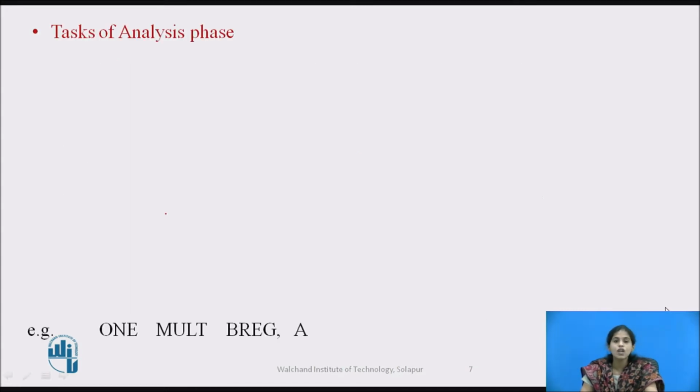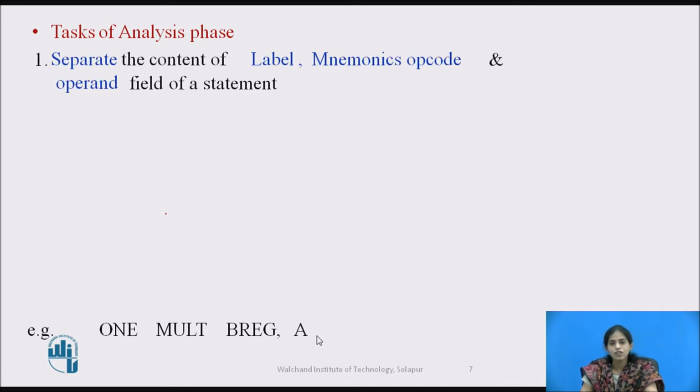Now next we see the tasks involved in the analysis phase. Consider this example: 1 mult b register comma a. First of all, the analysis phase separates out the content of the label, mnemonic opcode and the operand field of a statement. In the given statement, 1 is the label, mult is the mnemonic opcode, and b register comma a are the operands. These are the 2 operands used in the instruction.